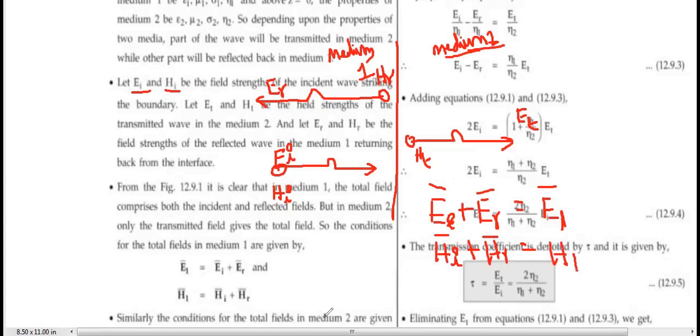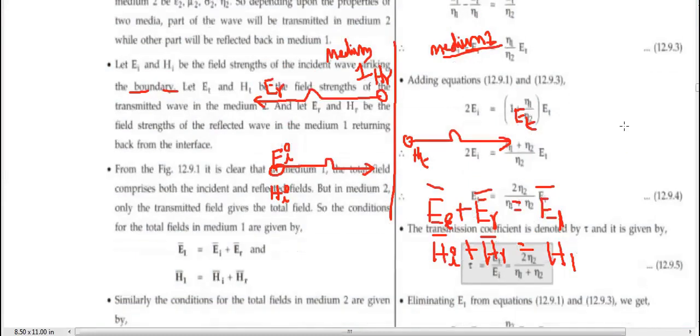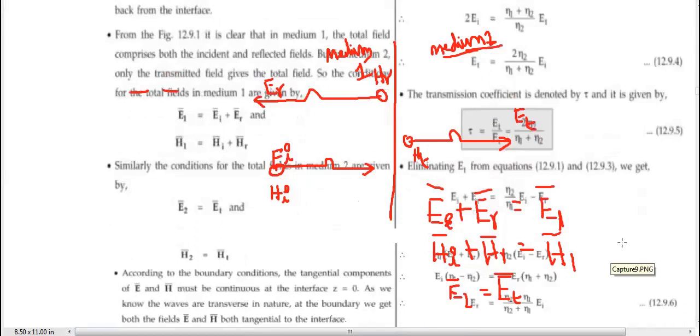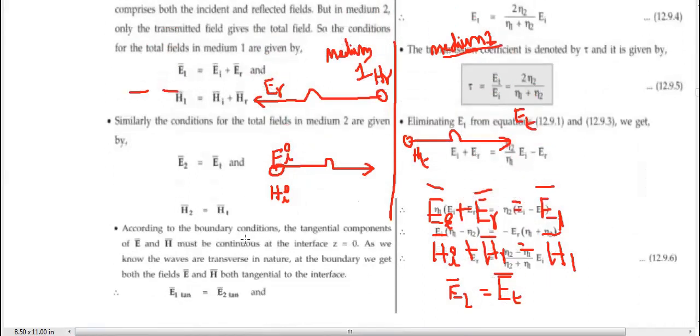Similarly, the conditions for the total fields in medium 2: E2 is equal to ET bar. In medium 2 we have only the transmitted wave, ET bar. Okay. H2 is equal to HT bar.